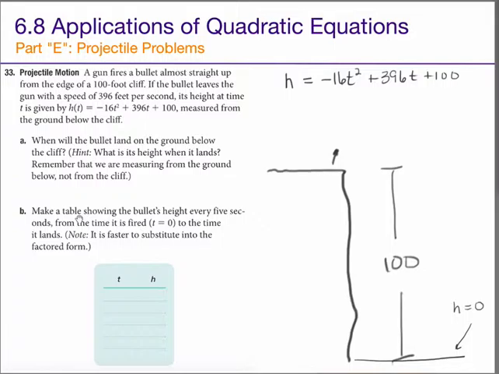The last thing to notice before we start talking about the questions themselves is that the height is given by this formula, but that it's measured from the ground below the cliff. In other words, at time 0, we're at 100 because a height of 0 is down here. If I asked you, what's the height of the bullet after 10 seconds, it would be a positive number because we're measuring from the ground up. That's what this piece means.